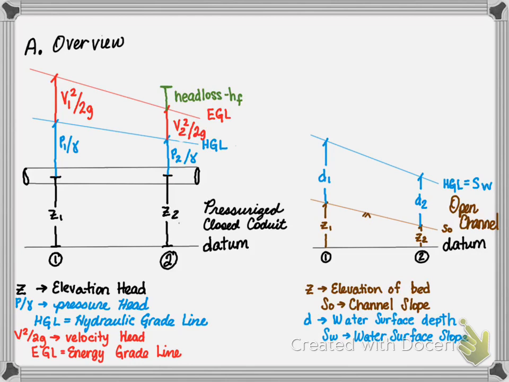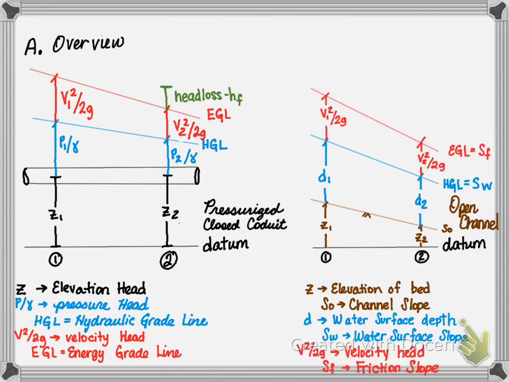Next is the hydraulic grade line, which is depicted by the flow depth within the channel. The hydraulic grade line, or HGL, is also the water surface slope. Finally, the energy grade line occurs by adding in the velocity head. The EGL is also the friction slope. The difference from point 1 to 2 is the friction loss within an open channel. And the total energy at any point within the channel is the elevation head plus the depth of water plus the velocity head.